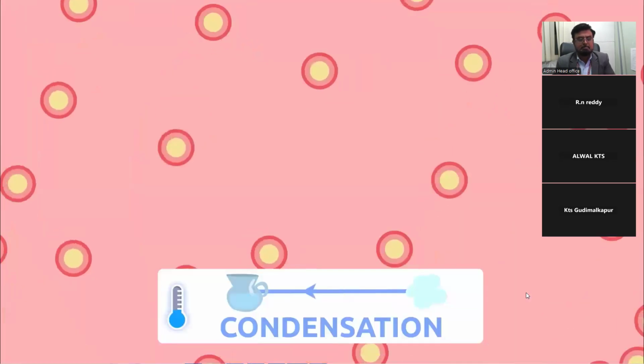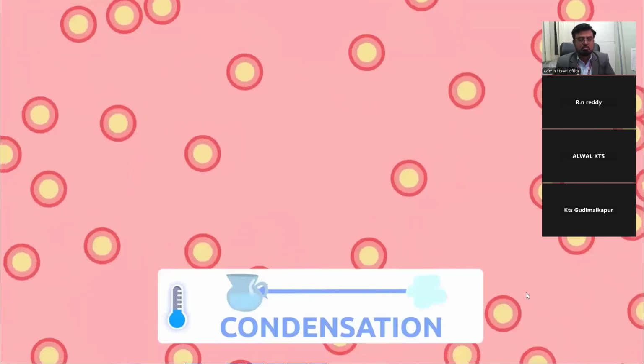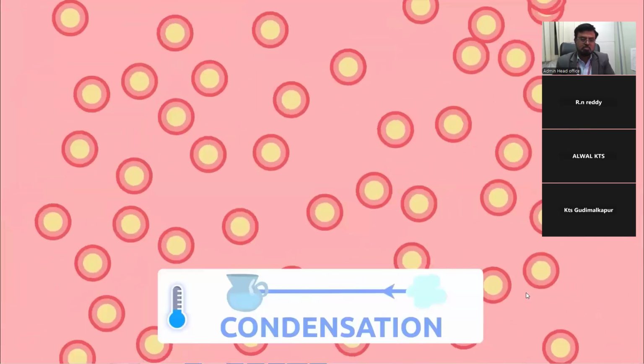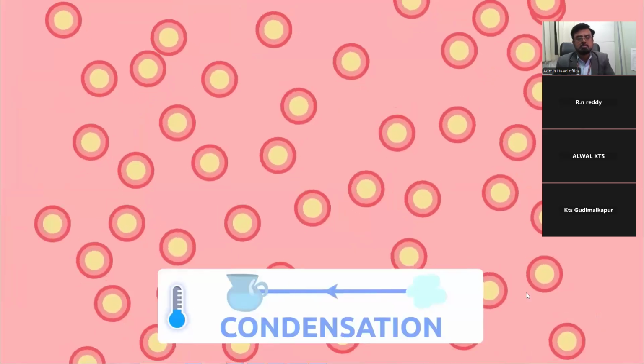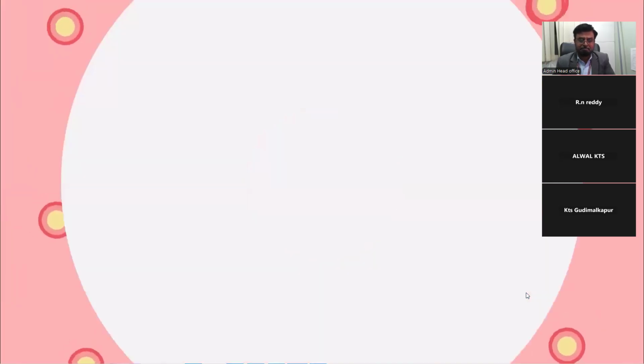As a gas cools, the particles that make up matter start coming closer to one another and move around more slowly. This will continue to happen till matter solidifies completely.